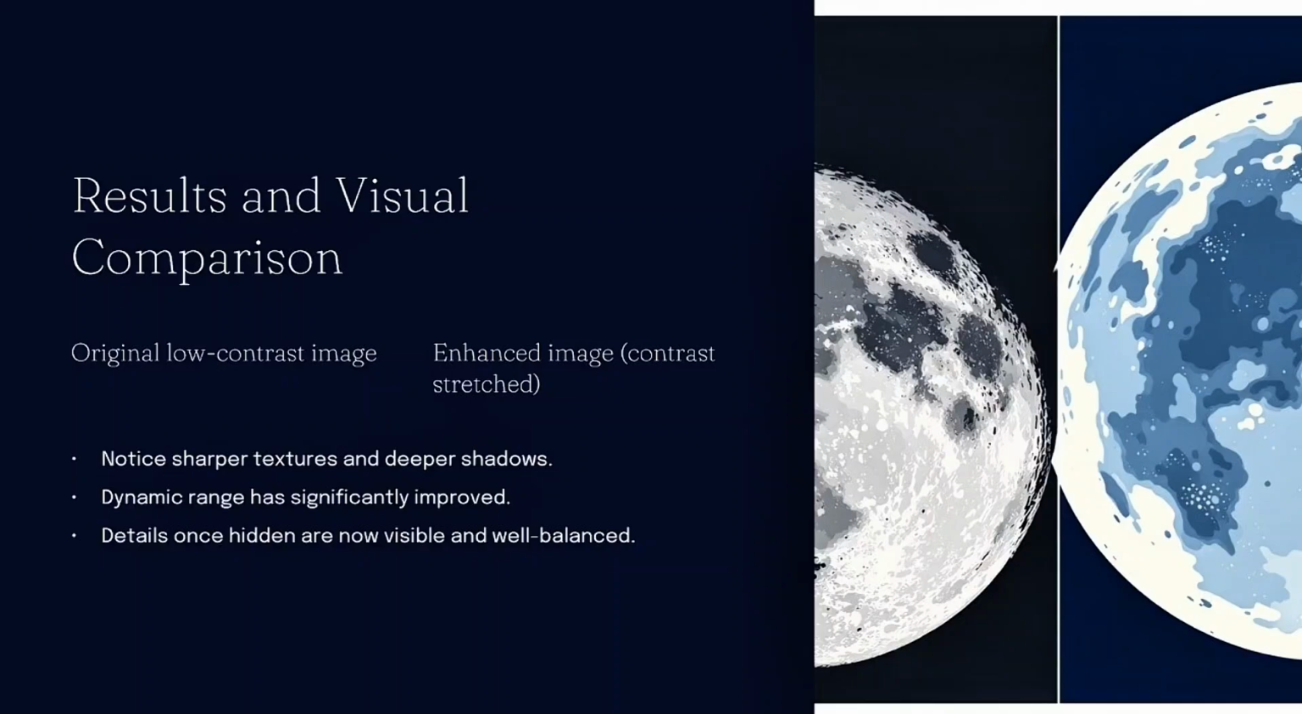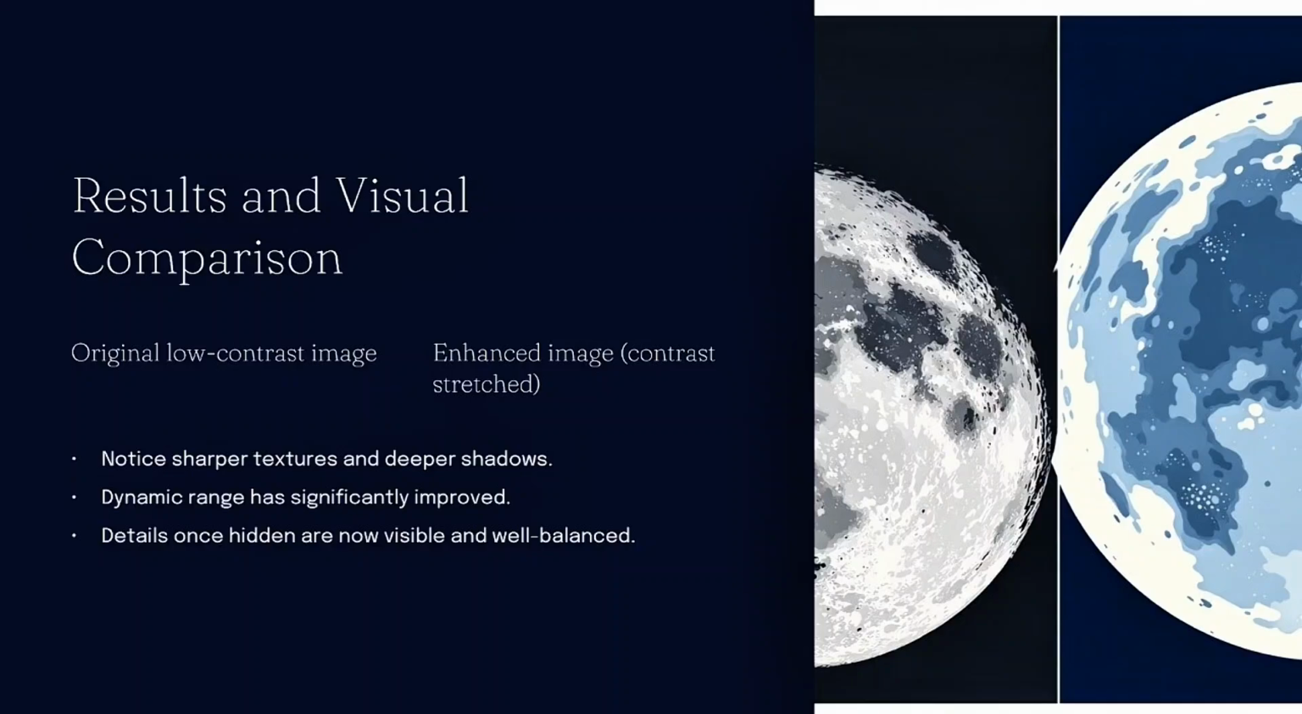When we compare the results, the improvement is immediately noticeable. The original image appears dull and flat, with limited separation between dark and bright regions. After applying the piecewise linear contrast stretching, the enhanced image shows a richer tonal range. Dark areas reveal more detail, midtones appear clearer, and highlights remain controlled instead of washed out.